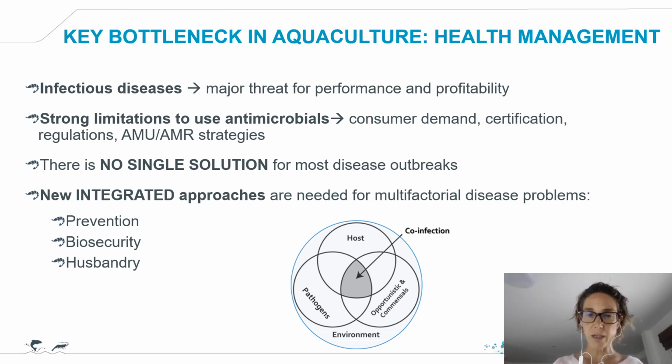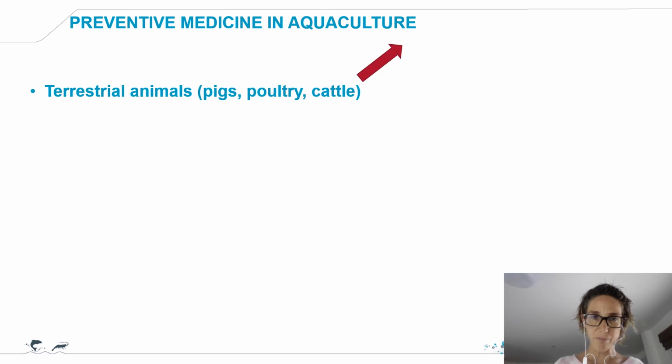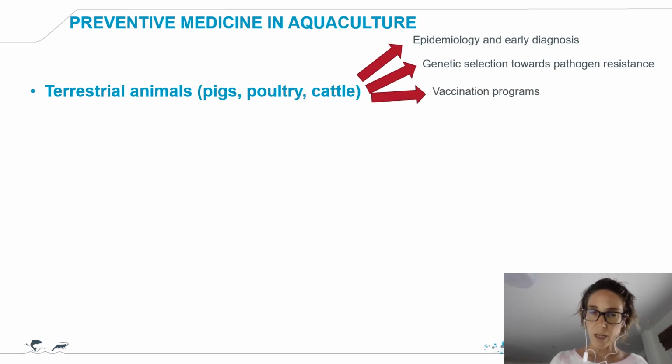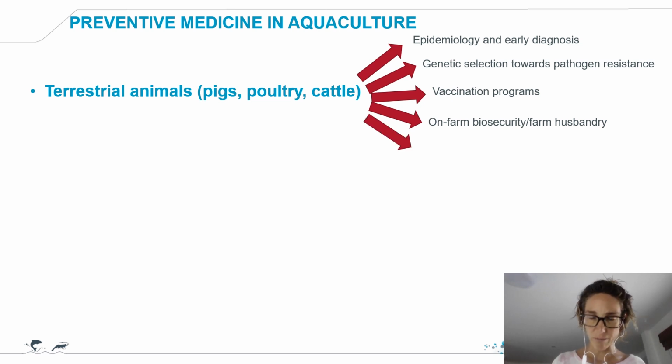Co-infections caused by secondary opportunistic bacteria or infectious agents and commensals are very common in aquaculture and aquatic ecosystems. If we think about preventive medicine in aquaculture and we compare with terrestrial animals, pigs, poultry, cattle, we can see that in terrestrial animals, veterinary medicine and preventive medicine specifically has invested a lot of resources in epidemiology and early diagnosis, early warning systems, genetic selection towards pathogen resistance or tolerance, strong and consistent and robust vaccination programs, as well as improved on-farm biosecurity practices and better farm husbandry.